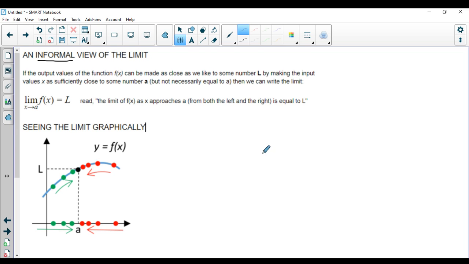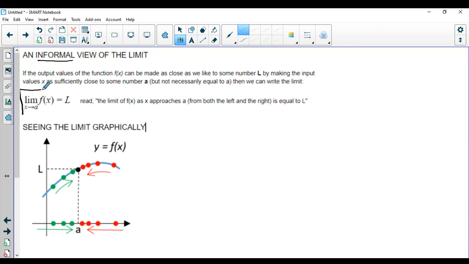All right. Now that you've been motivated to want to learn about limits, let's look at an informal view of the limit. So we're going to get to the nitty gritty here. I'm just going to read this first paragraph. It says, if the output values of the function f of x can be made as close as we like to some number L by making the input values x sufficiently close to some number a, but not necessarily equal to a, then we write the limit and we write this.